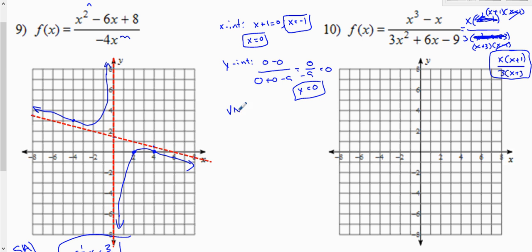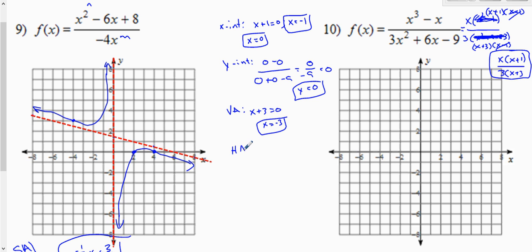For my vertical asymptotes, I am setting the denominator factors equal to zero. I don't need to worry about the 3, just the variable expressions. So x plus 3 equals 0. I get x equals negative 3.